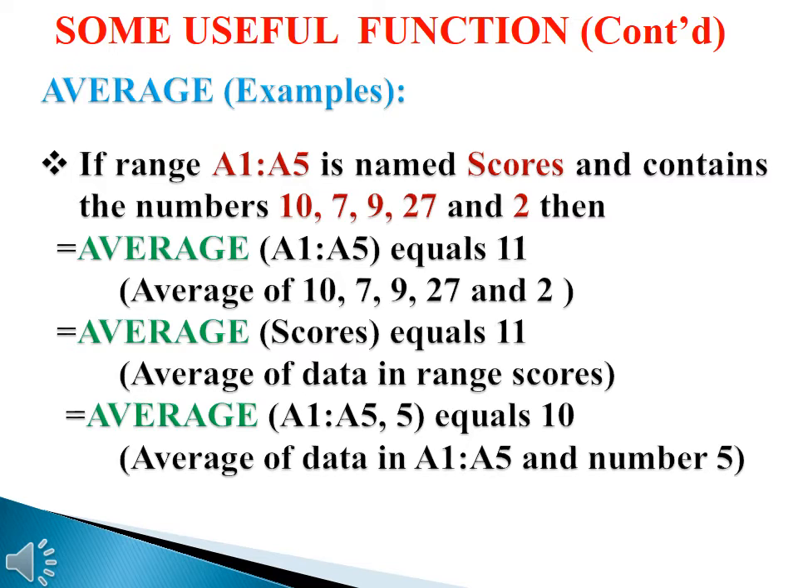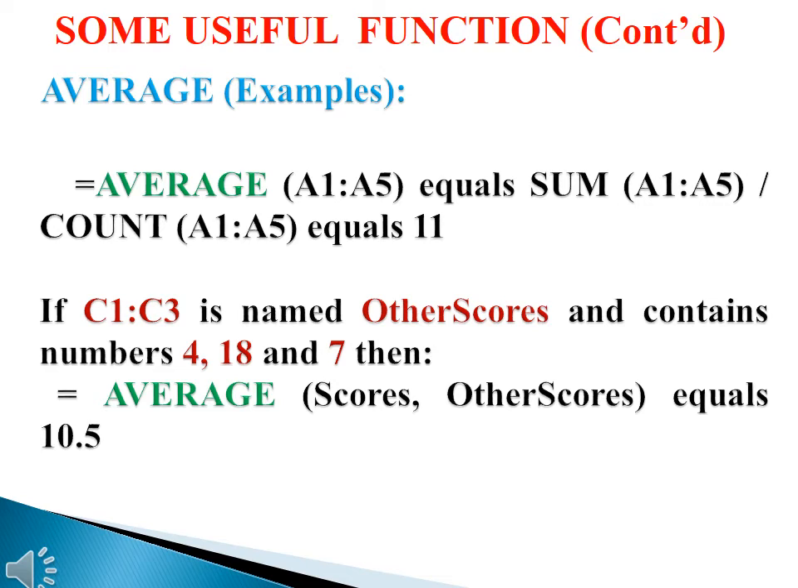Now suppose we use =AVERAGE(A1:A5, 5). Here first the numbers A1, A2, A3, A4 and A5 are taken, where the numbers are 10, 7, 9, 27 and 2, and one more number is 5. So our average is calculated like this: 10 plus 7 plus 9 plus 27 plus 2 plus 5 equals 60, divided by 6, as there are 6 numbers. So our result is 10. This is the average of the data in A1 to A5 and the number 5.